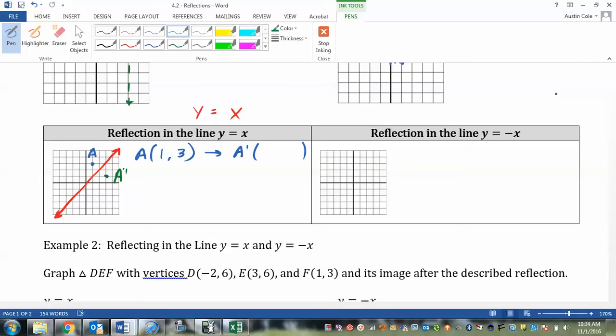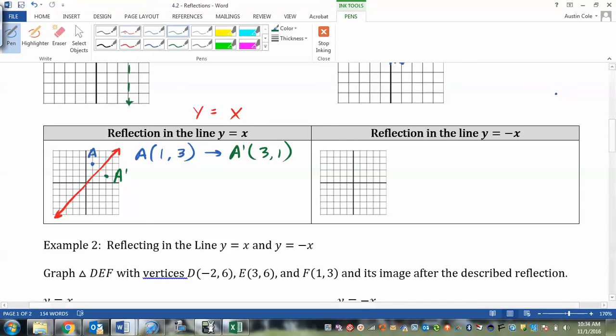Now, what happened, I guess, Courtney said A prime was 3, 1. What happened to our coordinates there? Opposite. Like the x is y and y is x. The x and y are switched. Okay? X and y are switched.